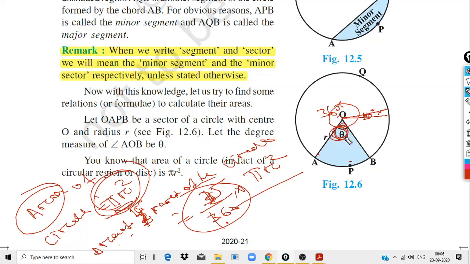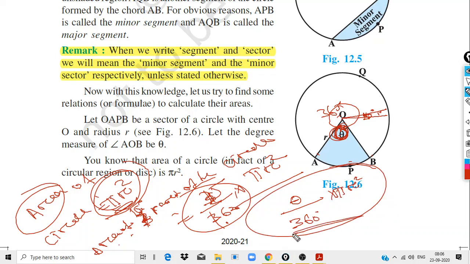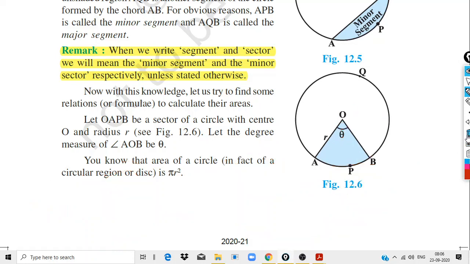Now if you want to find the area of a theta degree sector, okay? So what will it be? Sorry, I said pi, it's theta. Area of the theta degree sector will be theta by 360, the complete angle, into pi r square. So this will be the area of any sector. So you have got the formula for the area of the sector.